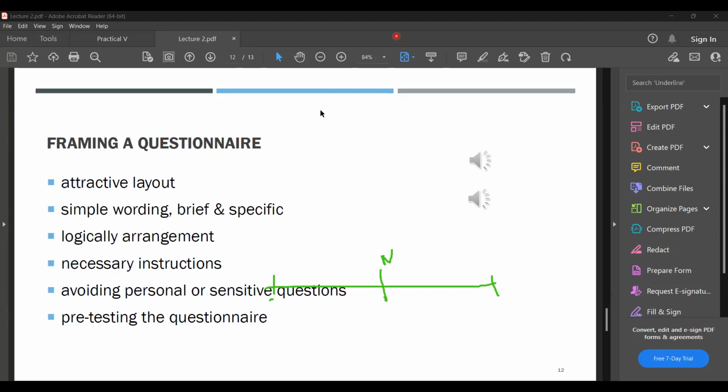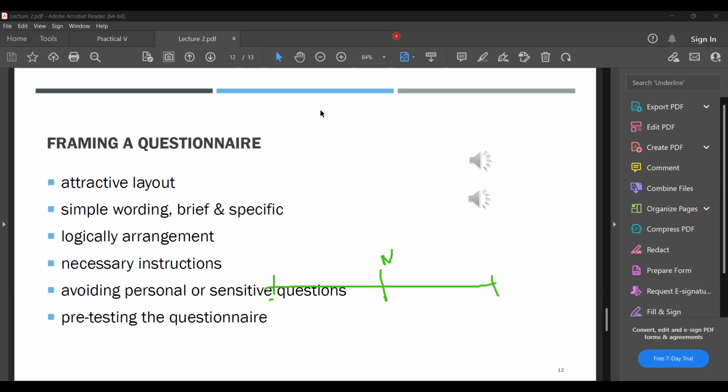Basic important tips, right? First of all, there should be an attractive layout. A proper font should be used. Then the alignments should be properly font sized and aligned. All the things should be in an attractive way. Otherwise, the respondents may feel very uncomfortable filling in that questionnaire.